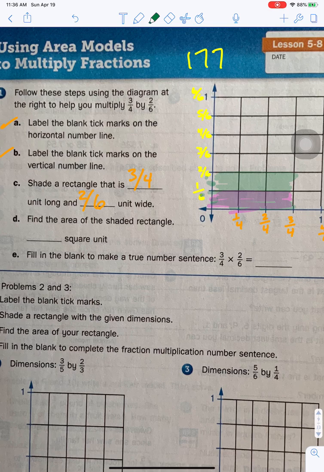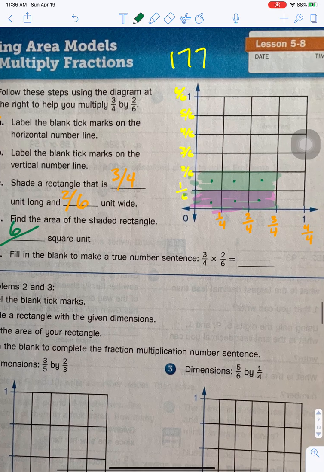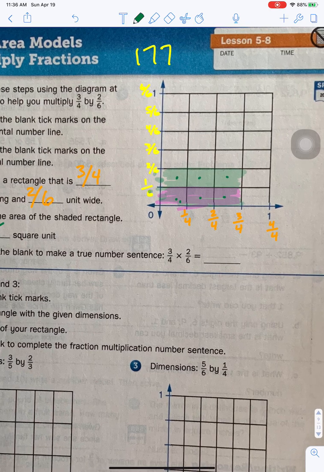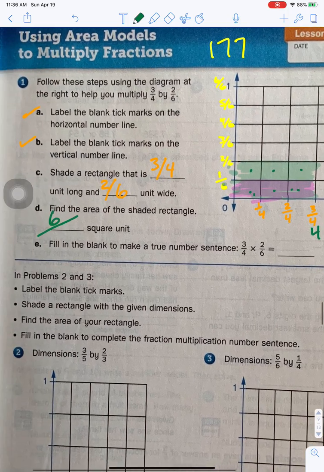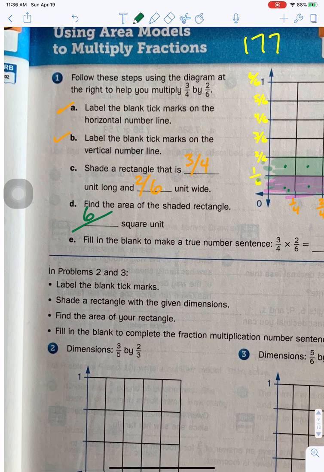Find the area of the shaded rectangle. So I'm going to count 1, 2, 3, 4, 5, 6. So the answer is 6 out of how many total? We know that there are 4 going across the bottom and then 6 going across this way. So 4 times 6 is 24. So our answer is 6 out of 24.